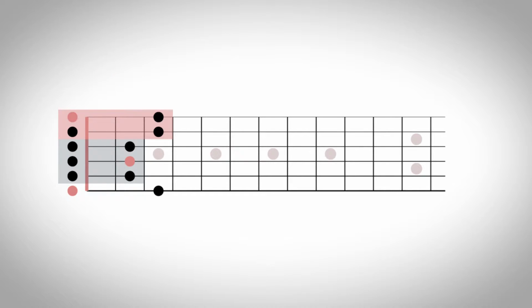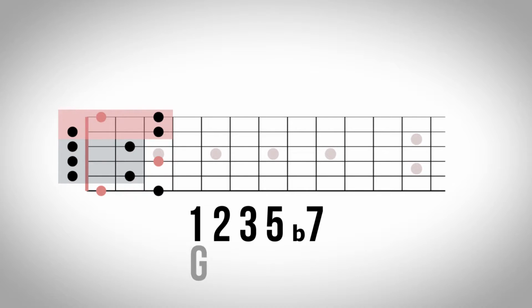If we move those notes forward 1 fret, we'll have created a pentatonic scale that includes the dominant 7th note. The notes in this scale are now 1, 2, 3, 5, and 7, or G, A, B, D, and F natural. Let's try it with another position.